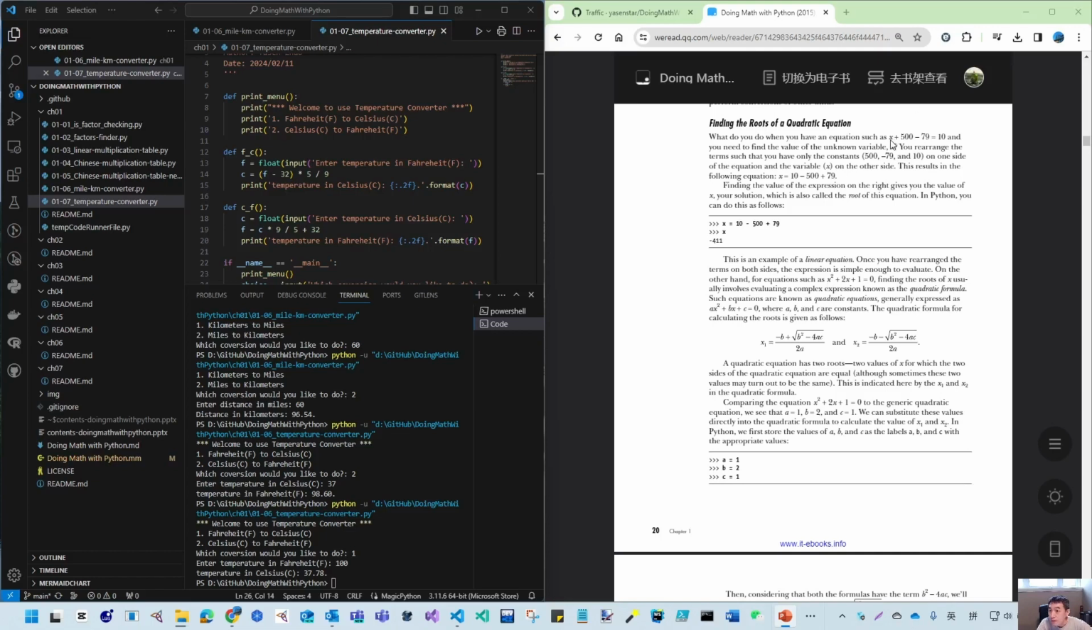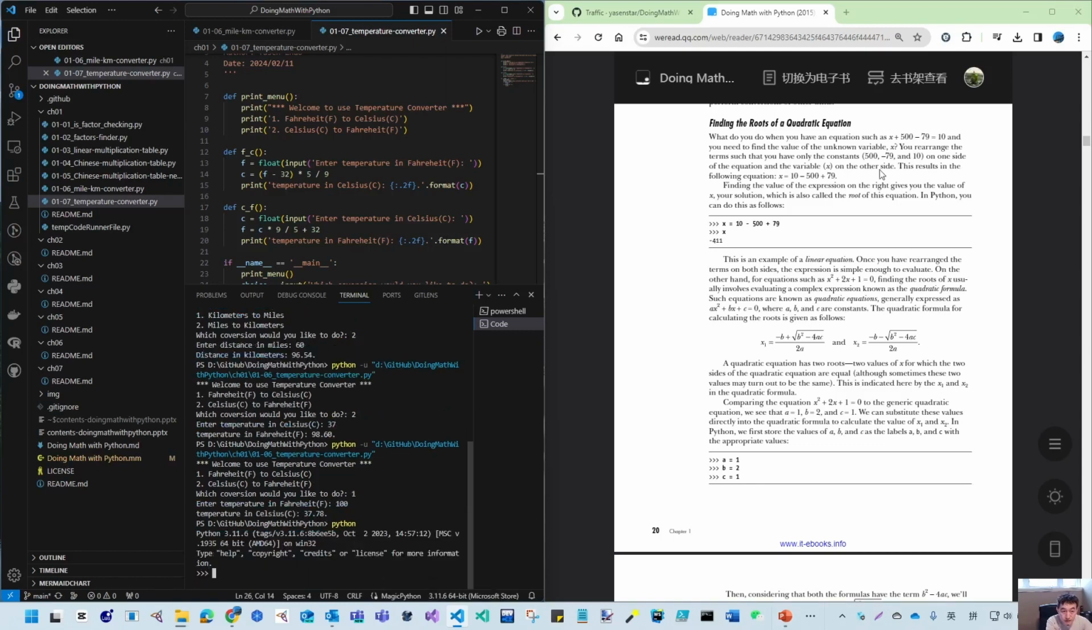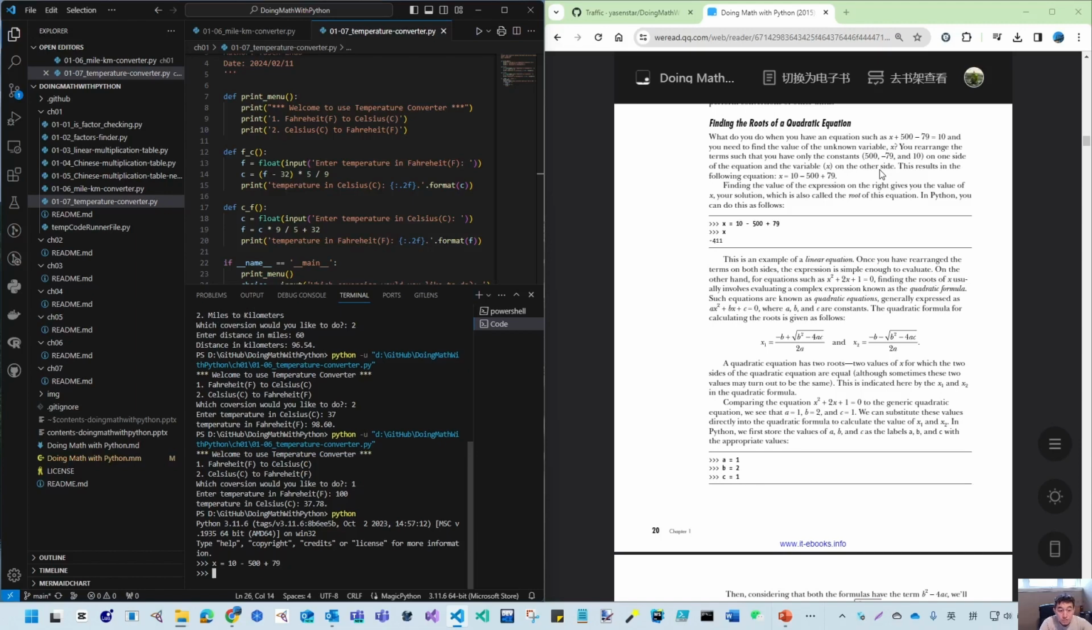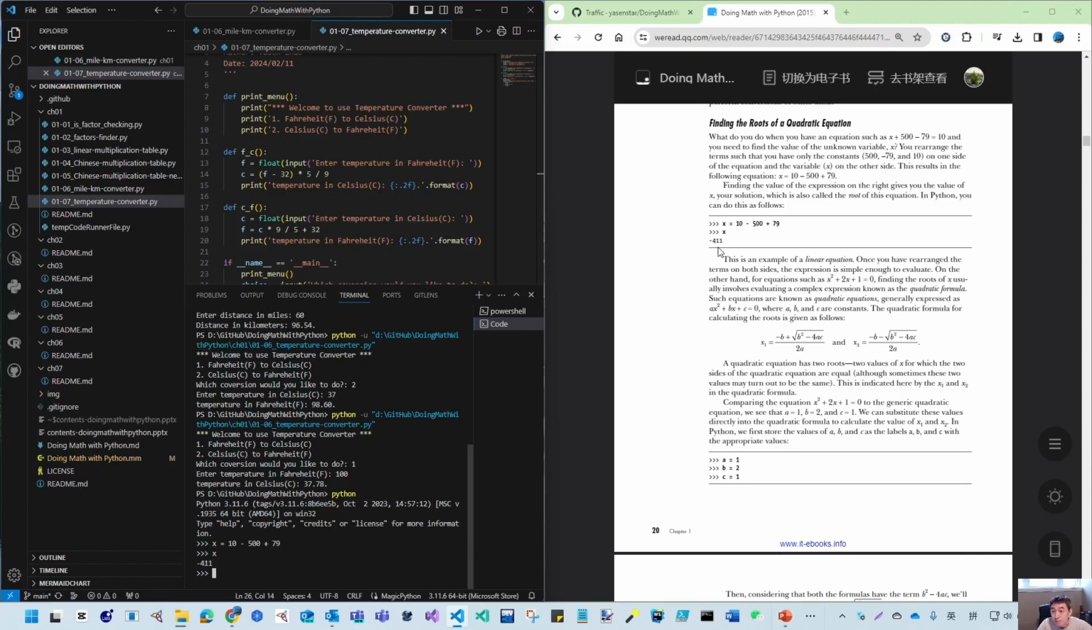So if we have our formula like this, normally we will move those constants. If you have something like x, you can write this down on paper. So 10 is on the right, and you move 500 from left to right, but you need to change the positive to negative. Similarly, move 79 to the right and change negative to positive. Then you get that x. X is 411 negative. So that is for this x without any power level.